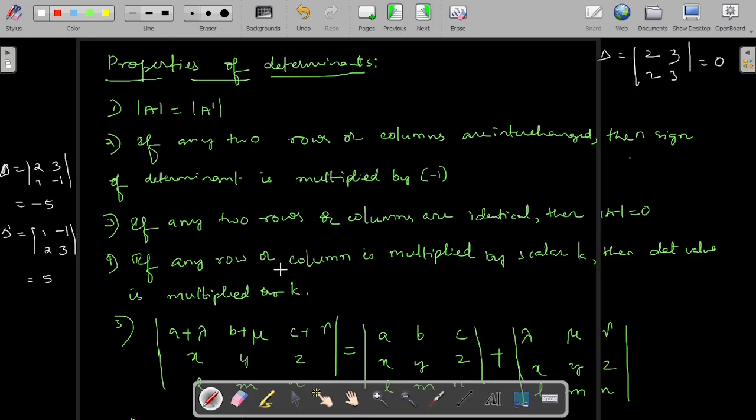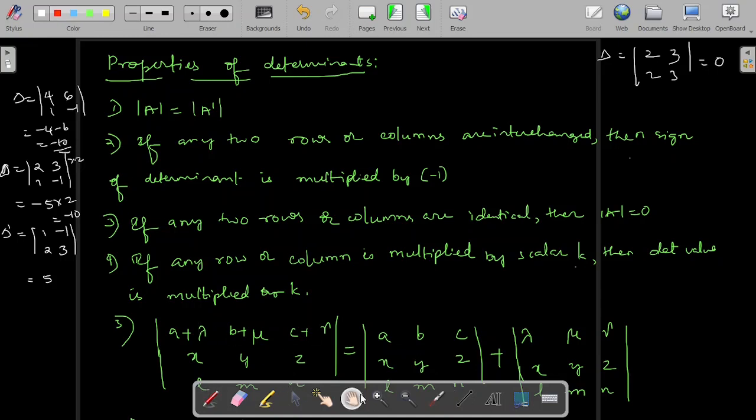If any row or column is multiplied by a scalar k, then the determinant value is multiplied by k. Suppose for the first row I multiply by 2, then the new matrix will be 4, 6, 1, minus 1. Now I have to find the value of this determinant. So it is directly minus 10. You can multiply the earlier value by the scalar 2, that is minus 2. You can check with this: minus 4 minus 10.